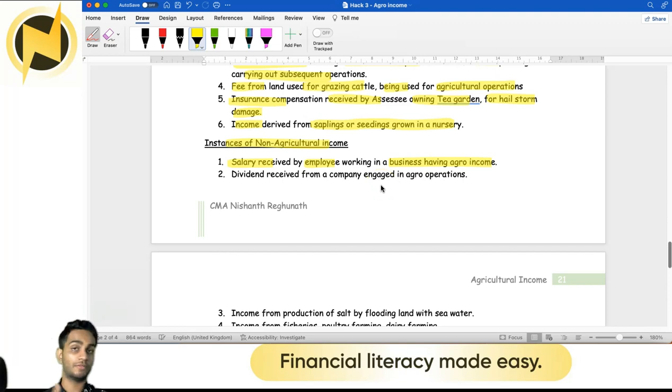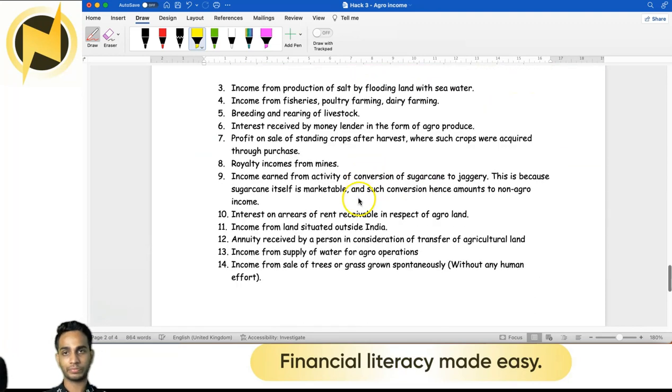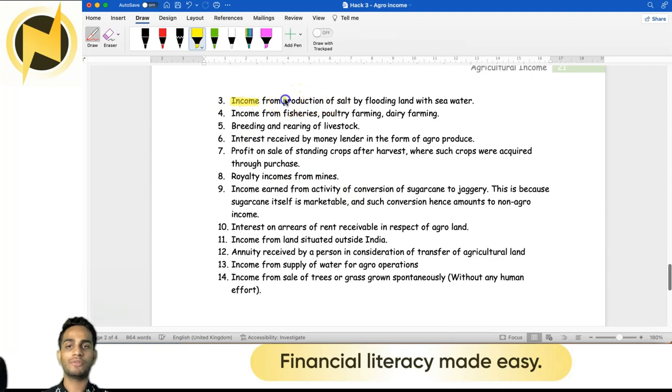Clear? But if it had been a firm, and the firm was paying remuneration to the partners, they could have said it's agricultural income. Next, dividend received from a company engaged in agricultural operations. No. Next, income from production of salt by flooding land with seawater.